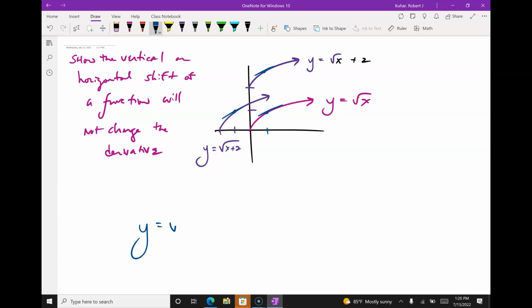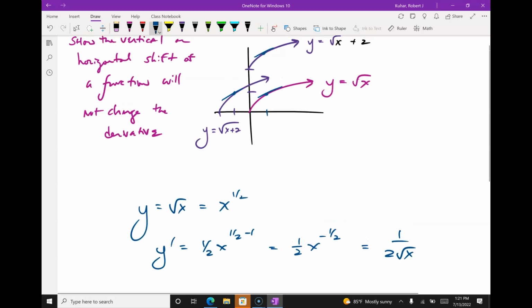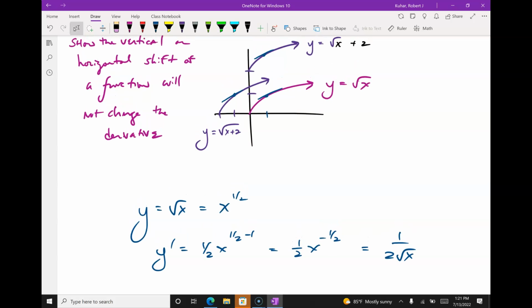This function is square root of x. That's x to the what? Half power. And so y prime is 1/2 times x to the 1/2 minus 1. That's 1/2 of x to the minus 1/2. That's 1 over 2 square roots of x. Agreed? Please make sure you look at it, make sure you agree.